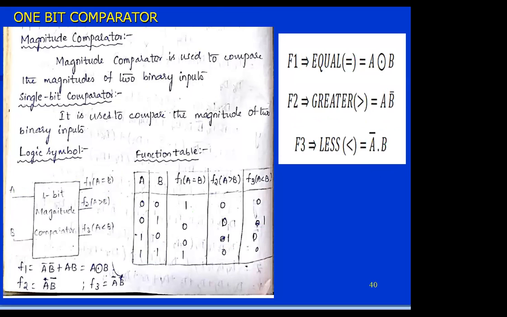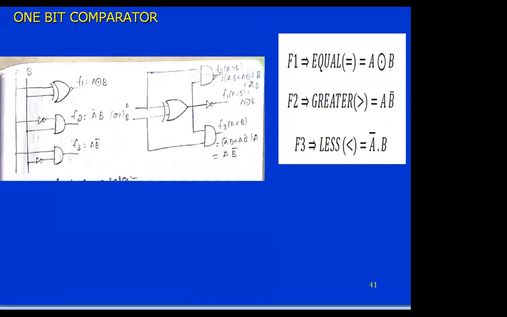Okay. Now we are going to realize the circuit for this. See, for one bit comparator, the circuit diagram based upon this equation. A and B are the two inputs. We are taking F1 equals A exclusive NOR B, F3 equals A bar B, F2 equals A into B bar.